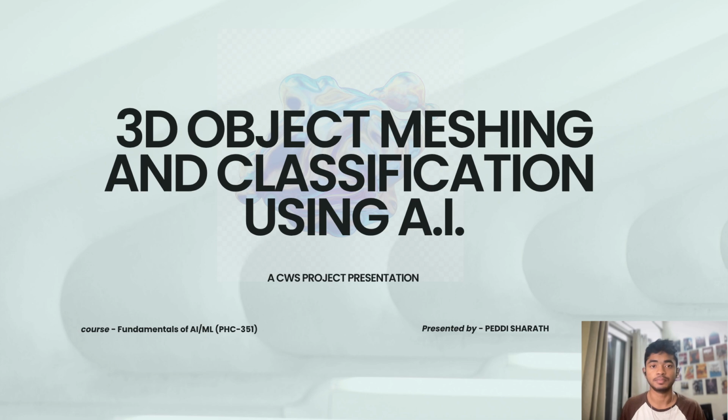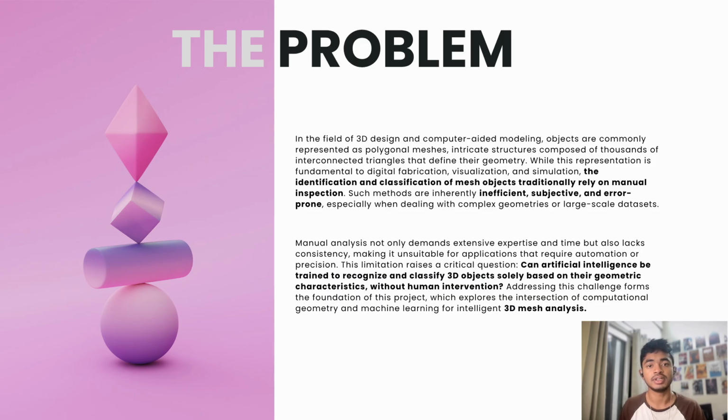Next, the problem. In today's 3D modeling and industrial design workflows, objects are represented as meshes. Meshes are collections of thousands of small triangles forming the surface of a model. Traditionally, classifying or identifying these objects is done manually through visual inspection or file name conventions. But this is inefficient, subjective, and prone to error, especially when we work with large datasets or subtle shape differences. Then we can't configure different models.